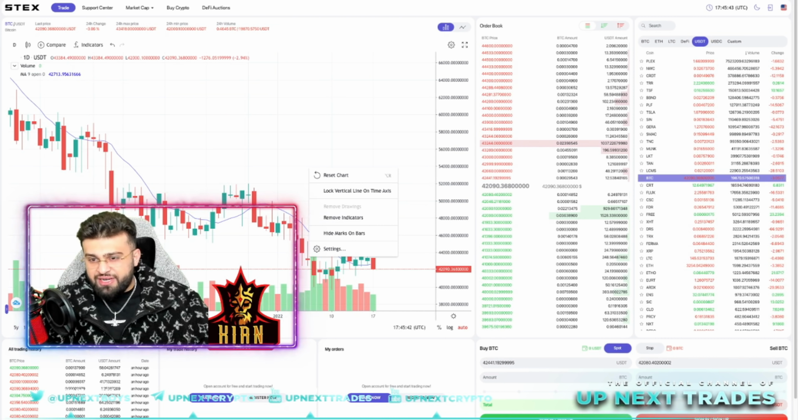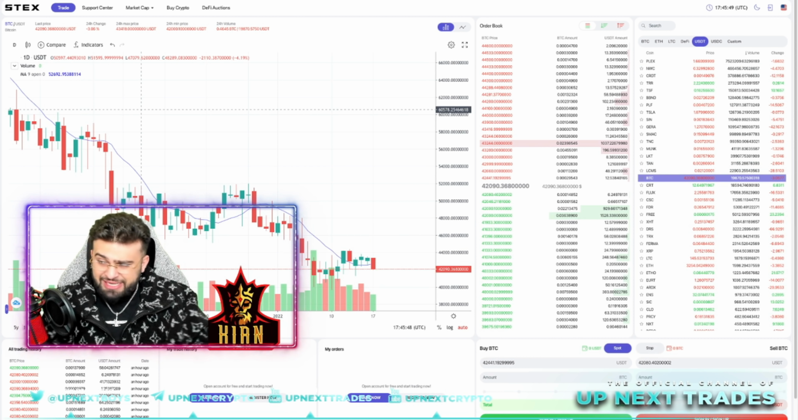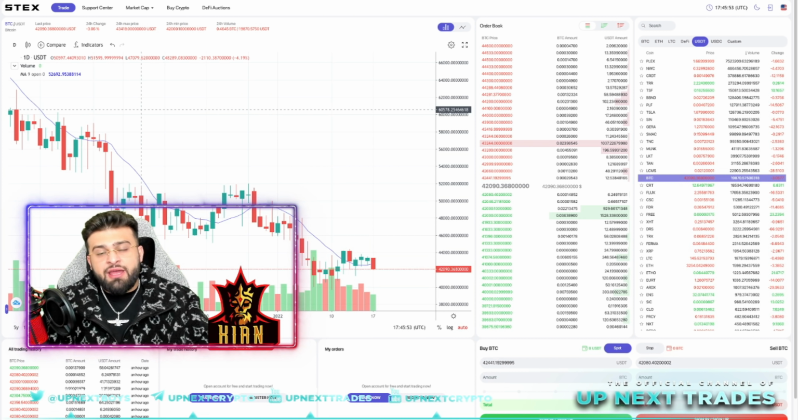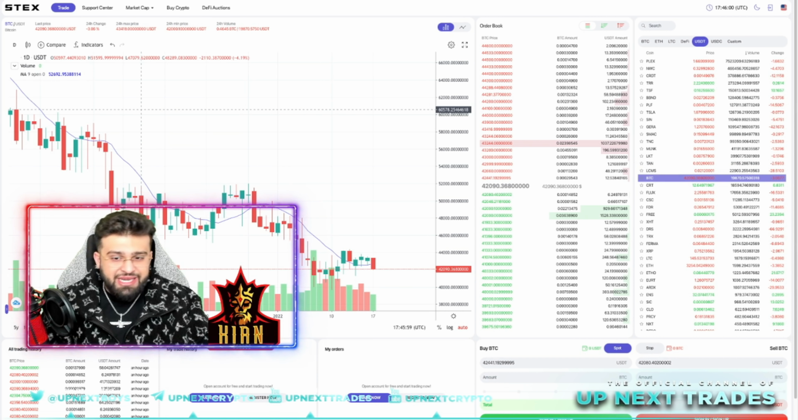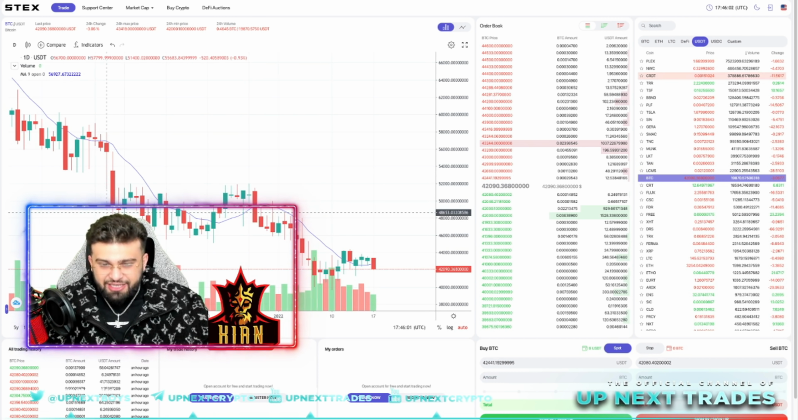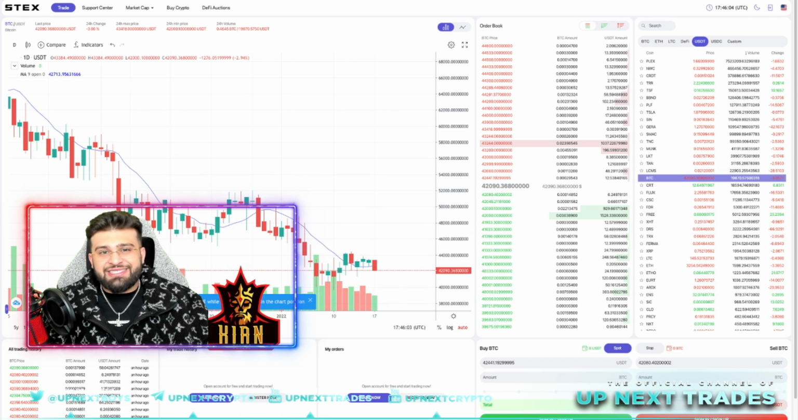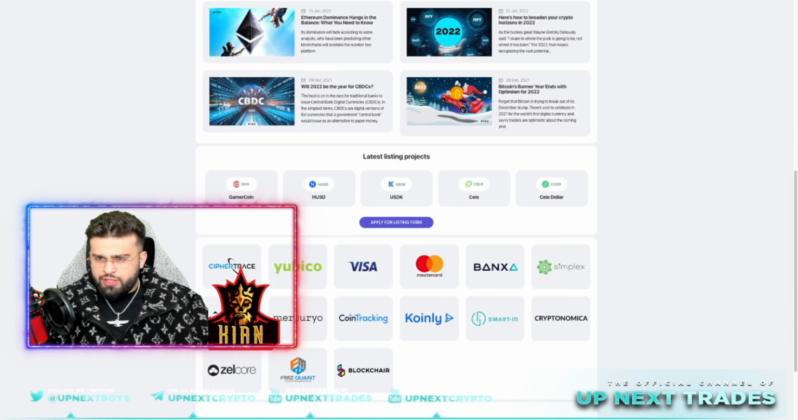You have all your different indicators right over here. You could reset the chart, plot vertical lines on the time axis, and add more based on your trading skill or level. I really want to touch on that for just a quick second. I really like these exchanges that make it open for beginner traders all the way to intermediate or advanced, based on the indicators and the strategies that they make accessible to you. And Stex does a really good job of that.